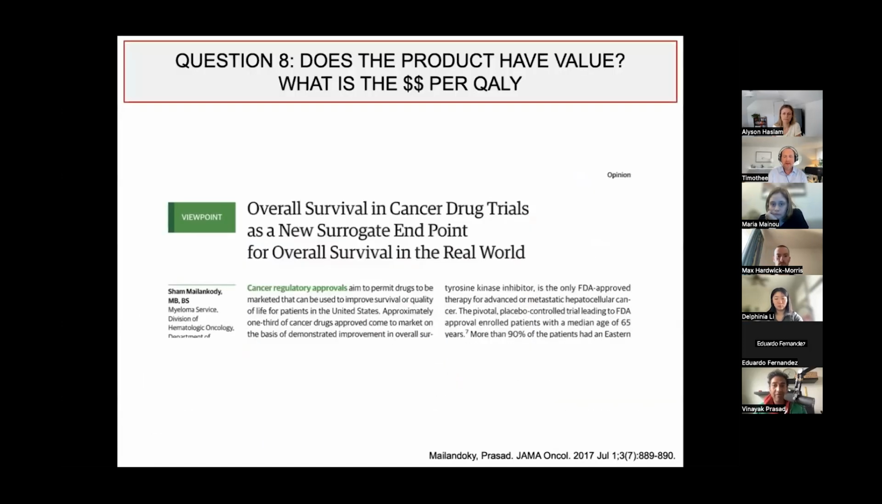Okay, I'm going to skip that for now. Yeah. Question number 8, does the product have value? So now let's say the control arm is correct, the post-protocol care is correct, the power is adequate, the endpoint is a clinical endpoint, there's no games around dose modification. Well, now the question is, does it have value? In other words, what is the dollar per life year gained?